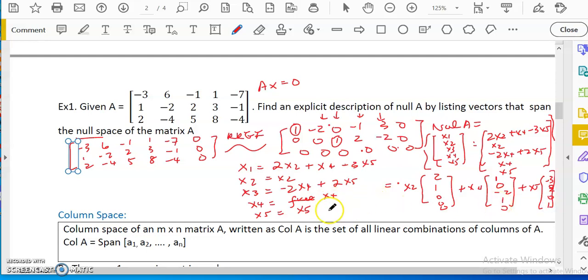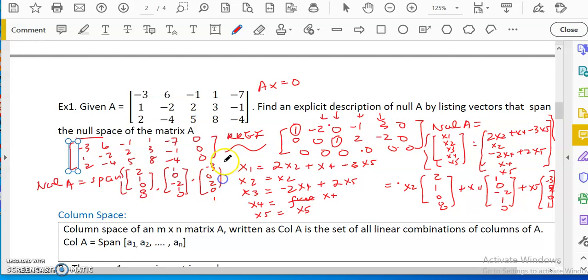So that means now Nul A is spanned by what? It's spanned by these three vectors: 2, 1, 0, 0, 0, comma, 1, 0, negative 2, 1, 0, comma, negative 3, 0, 2, 0, 1. Because it's spanned by certain basic vectors, we say that this must be a subspace. And that's how you find it.